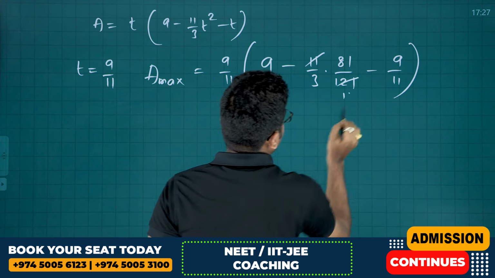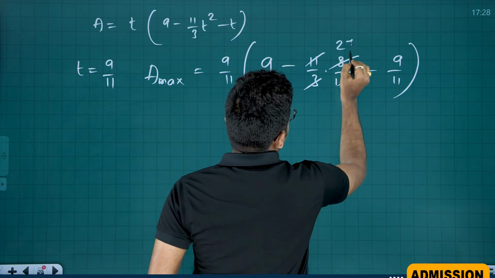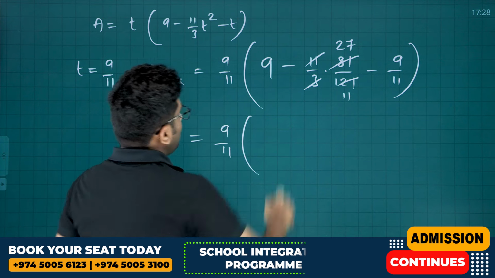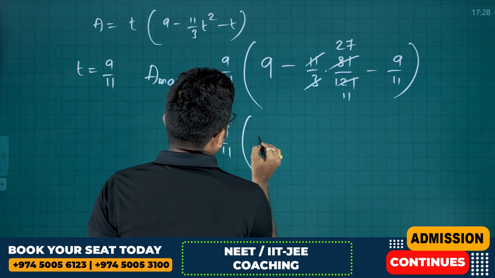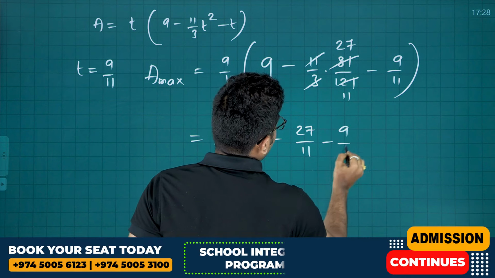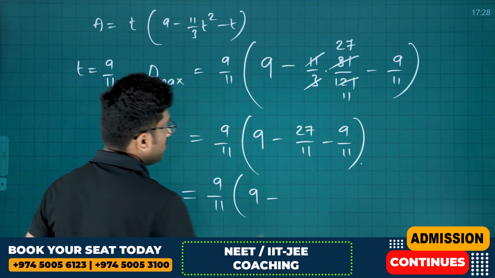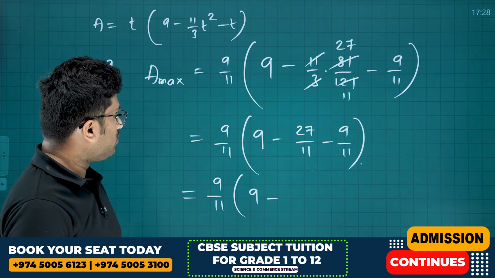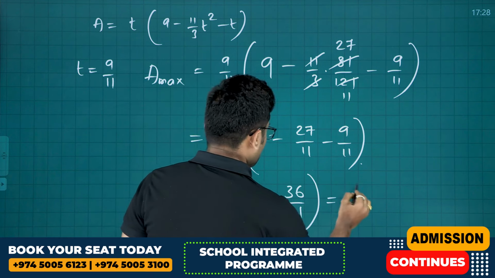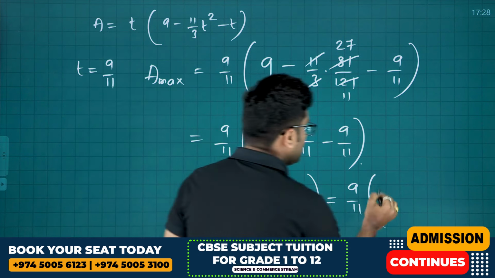So 11 cancels, 3 ones are 3, so we get 27 by 11, minus 9 by 11. This will be how much now? 9 minus 27 by 11 minus 9 by 11. So clearly 9 by 11 into 9 minus 27 plus 9 by 11, which is minus 36 by 11. So 9 by 11 into 11 nines are 99 minus 36, which is 63 by 11.